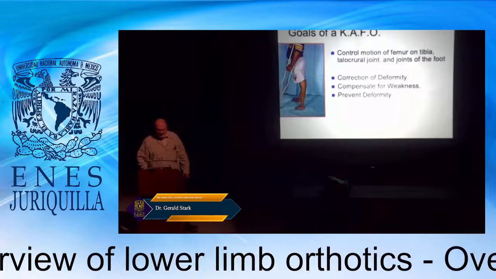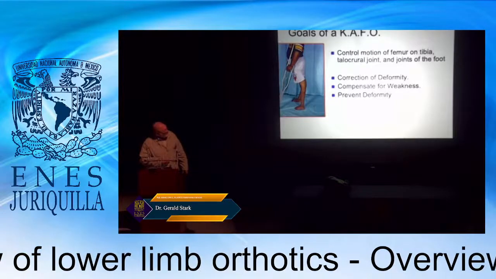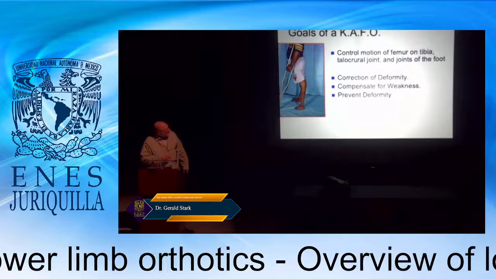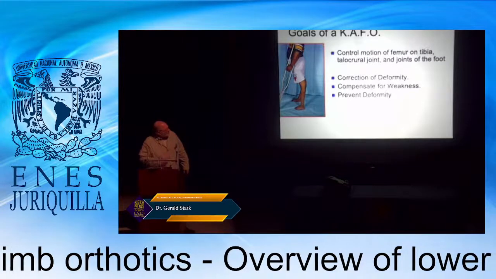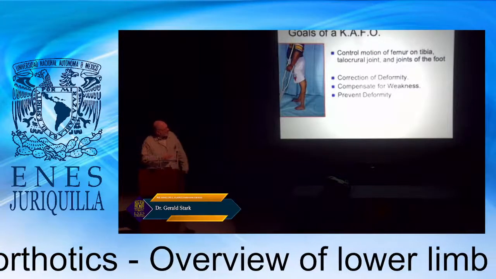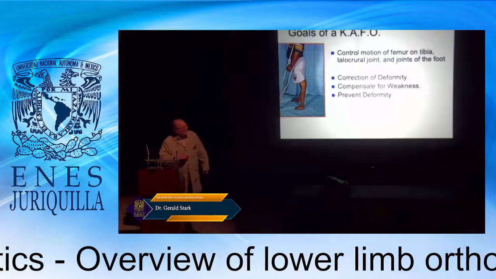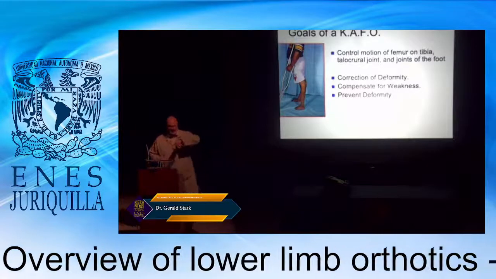So the goals of the KAFO are to maintain the femur on the tibia, maintain the neutral position of the talocrural joint, and then correct the deformity. You've heard this before. Compensate for the weakness and prevent the deformity.